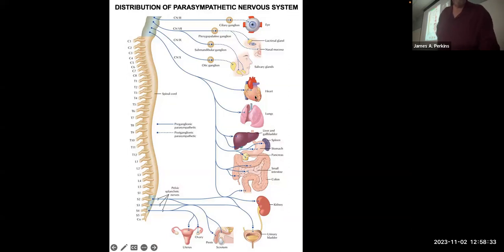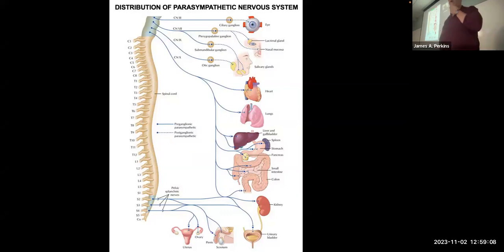But then the vagus nerve will continue through the thorax, where it gives off branches to the heart, which are going to decrease the heart rate and decrease the strength of contraction. Gives off branches to the lungs, which will cause the bronchi to constrict to reduce respiration. And then the vagus continues all the way down into the abdomen, where it provides parasympathetic innervation to most of the abdominal organs. So liver, gallbladder, spleen, stomach, duodenum, pancreas, the entire small intestine, and about 2/3 of the large intestine are receiving parasympathetic innervation from the vagus.